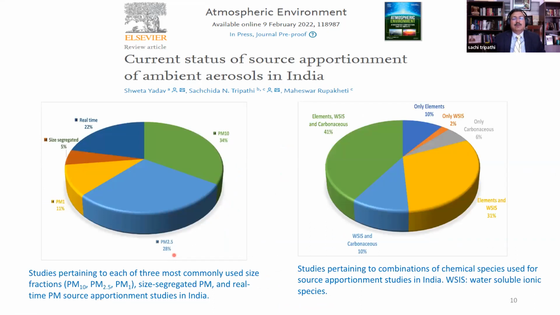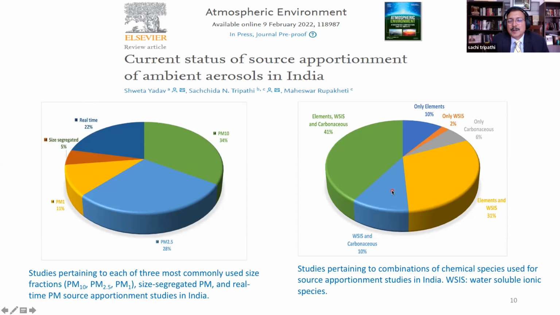So let's see the current spread of source apportionment studies which already exist in this country. If we divide all the source apportionment studies in the country, 34% of them have been done on PM10, and roughly the same on PM2.5. Most of them, as of now, have used offline methods, the first method we discussed before. Only a quarter of source apportionment studies use the real-time approach.